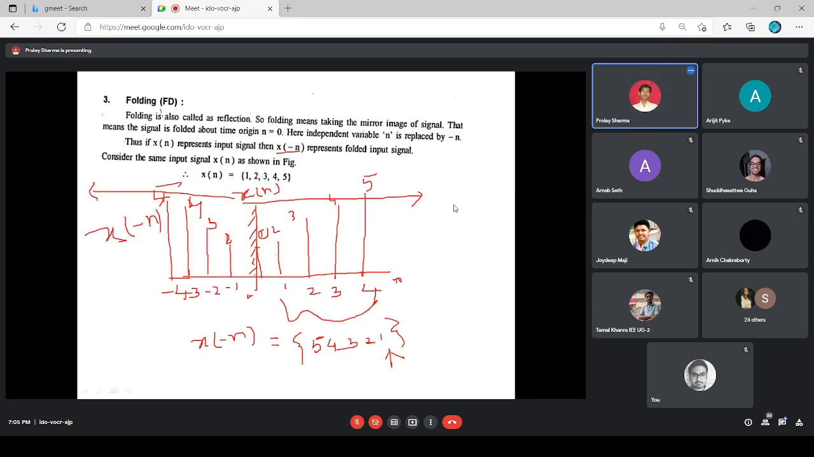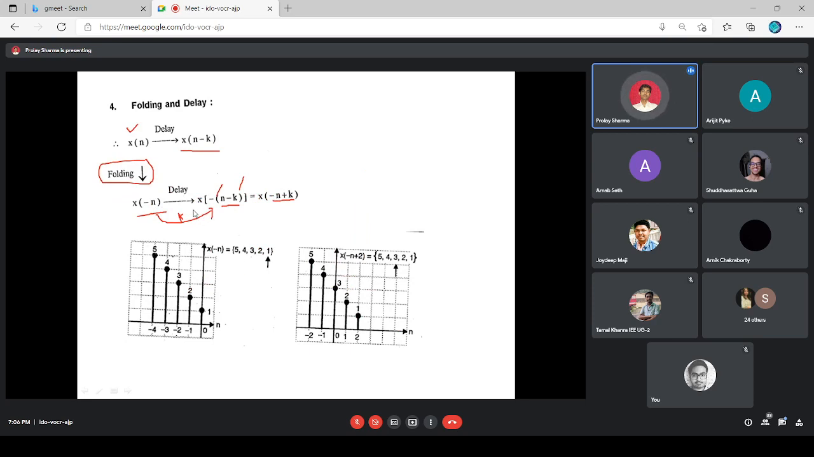Now folding. Folding means if this is a signal 1, 2, 3, 4, 5, if we place a mirror here in the horizontal axis, what will be the signal? It is called folded signal. So if the signal is like that 1, 2, 3, 4, 5, the folded signal will be like that. The origin will be here. These sample values will be in the left hand side: 2, 3, 4, 5.